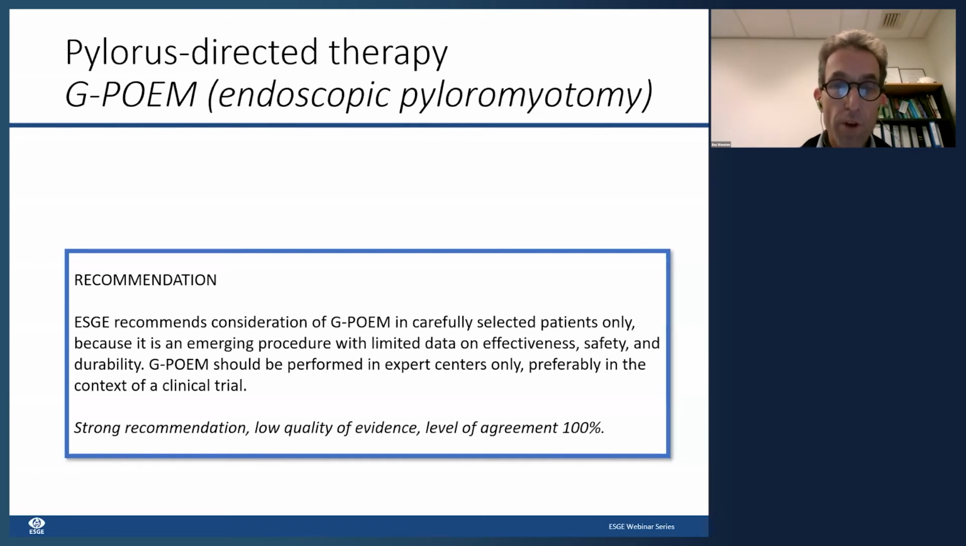J-POEM should be performed in expert centers only, preferably in the context of a clinical trial. And I think the latter is very important because we really want to gain more information on this treatment, and we can only get more information if we perform our treatments in the context of clinical trials.